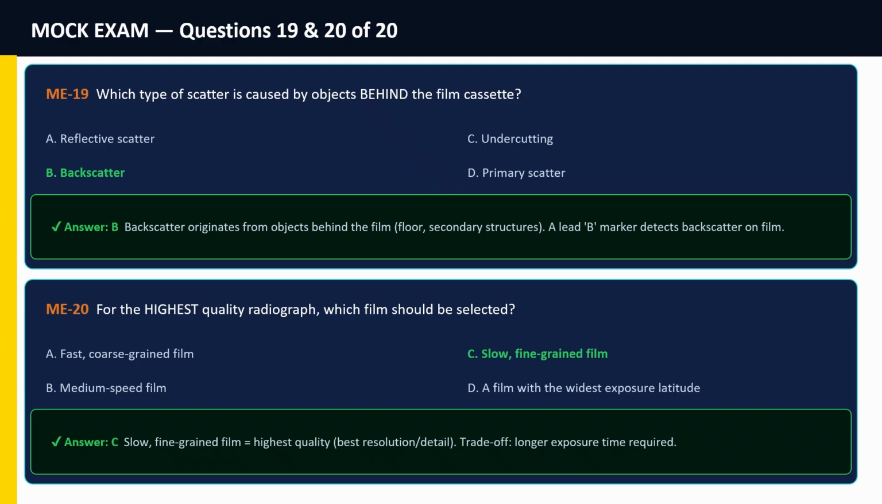A faster film may improve productivity but sacrifice some image quality. A slower film may provide better detail but require more exposure time. The correct choice depends on the inspection requirement. For examination questions, however, remember the relationship presented here. Slow and fine-grained equals highest film image quality.